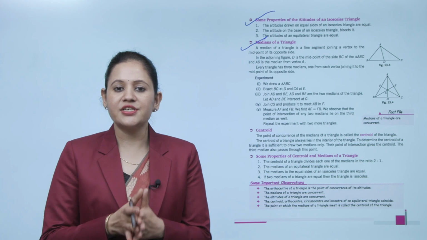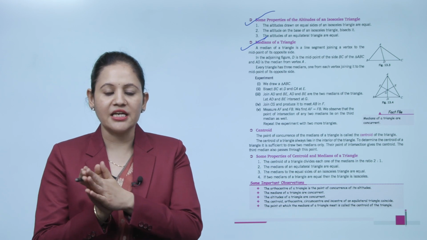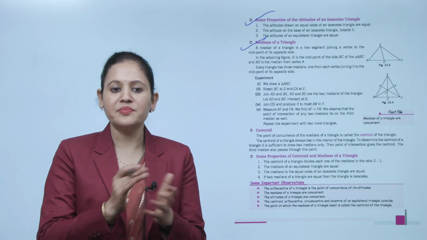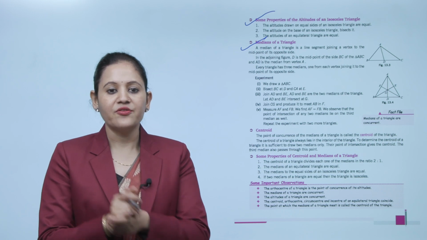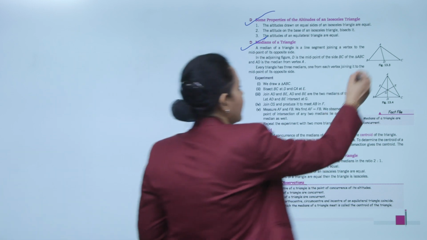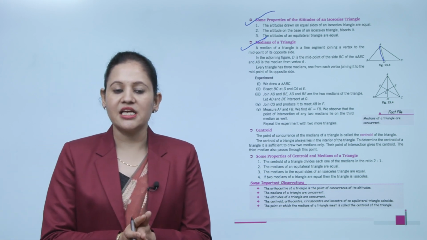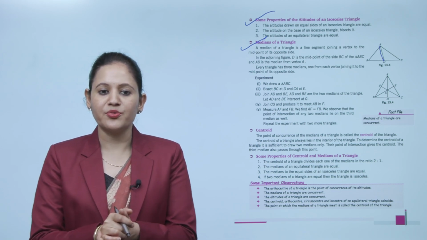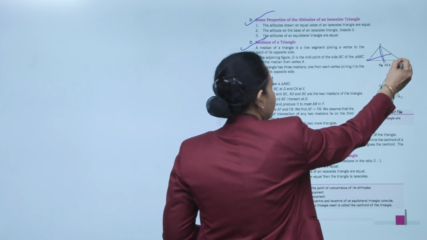A median of a triangle is a line segment joining the vertex to the midpoint of its opposite side. The line segment that joins the vertex to the midpoint of the opposite side is called the median. In the adjoining figure, D is the midpoint of side BC in triangle ABC, and AD is the median from the vertex A. Because D is the midpoint, AD is the median of triangle ABC. Every triangle has three medians, one from each vertex joining to the midpoint of its opposite side. So, we can draw three medians.